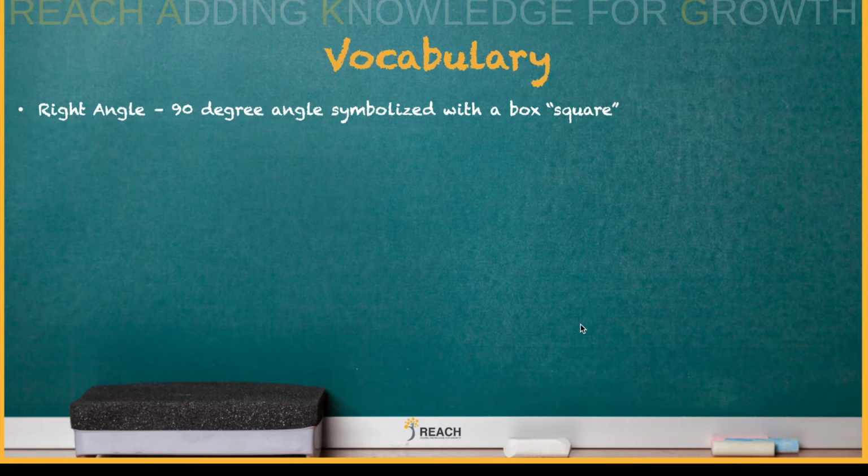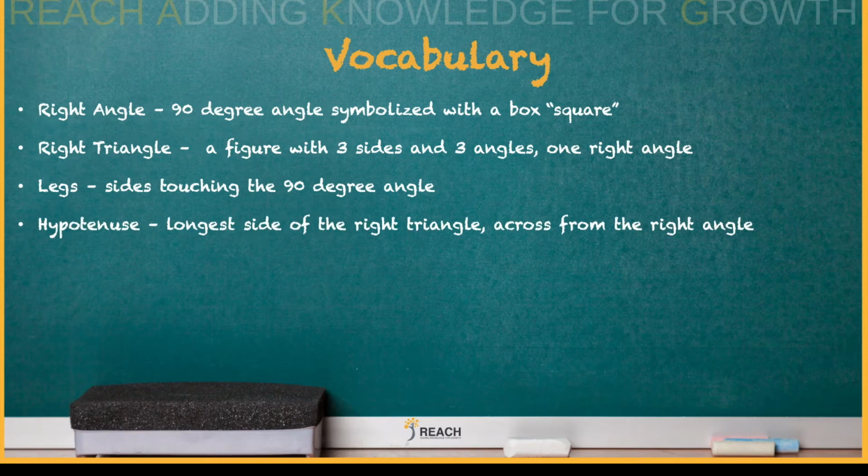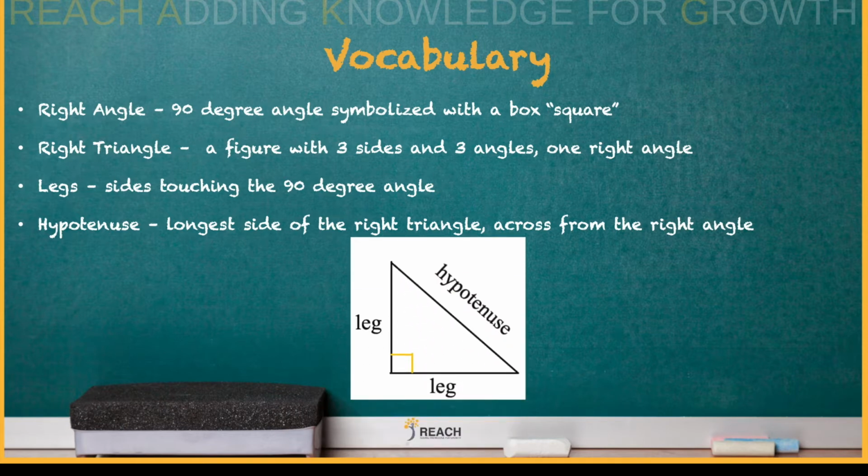So what is a right angle? It's going to have 90 degrees, particularly symbolized with a box or square. A right triangle, a three-sided shape, has three angles, and it's going to have a right angle, the key thing. Legs are the sides touching the 90 degree angle. And the hypotenuse is the longest side of the right triangle, across from the right angle. The legs are touching the right angle, and the 90 degrees points to the hypotenuse, the longest side.